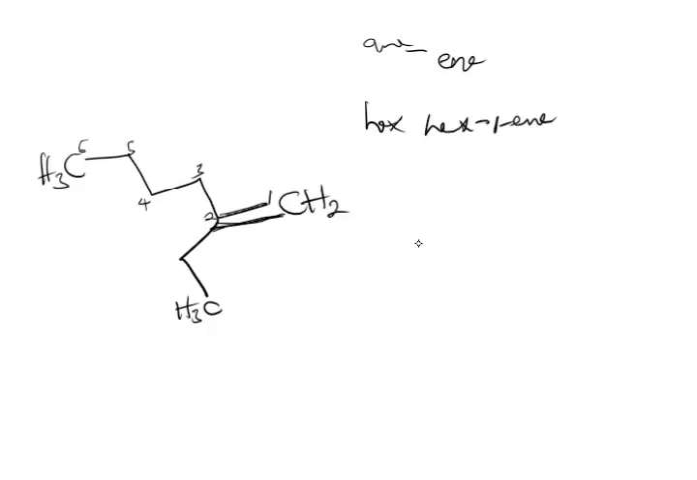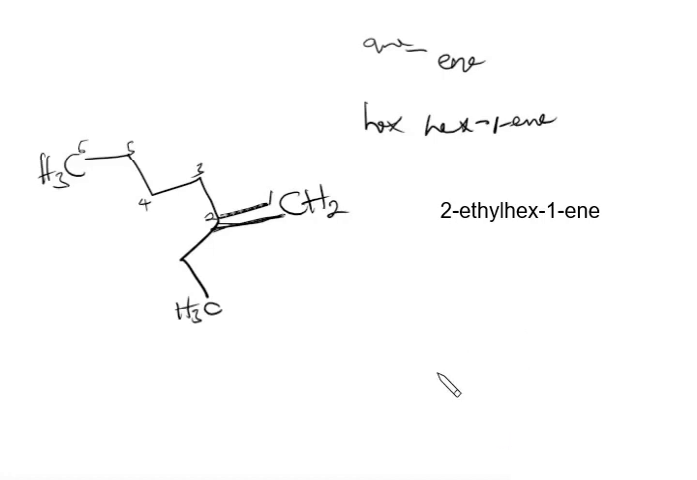So I have at the second carbon here, an ethyl. So I have 2-ethylhex-1-ene. So this is the correct name for this compound. The correct name for this compound is 2-ethylhex-1-ene. So having named this compound this way, we'll go ahead and look at the next rule.